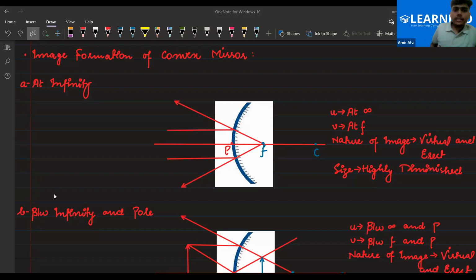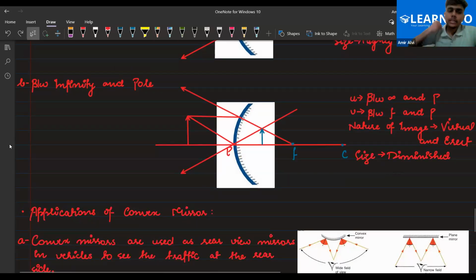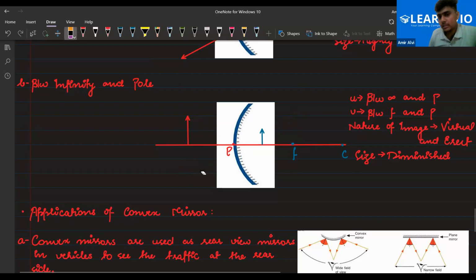Okay, next case, Naveed, is the last case, when the object is between infinity and the pole. Wherever you place the object between infinity and the pole, you can see, suppose I am placing it over here. In this case, the first ray will always be parallel to the principal axis.